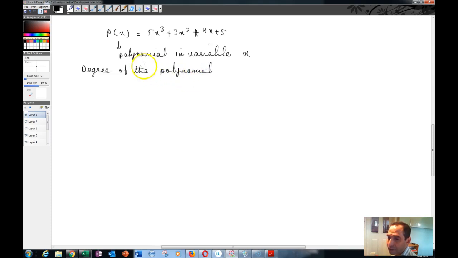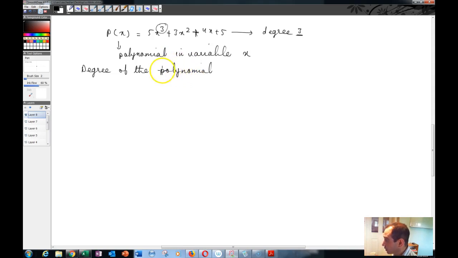And what that is, basically, is the highest power of x in this polynomial, which is 3 over here. It is called the degree of this polynomial. So over here the degree is actually 3. That's the highest power of the variable in this polynomial.